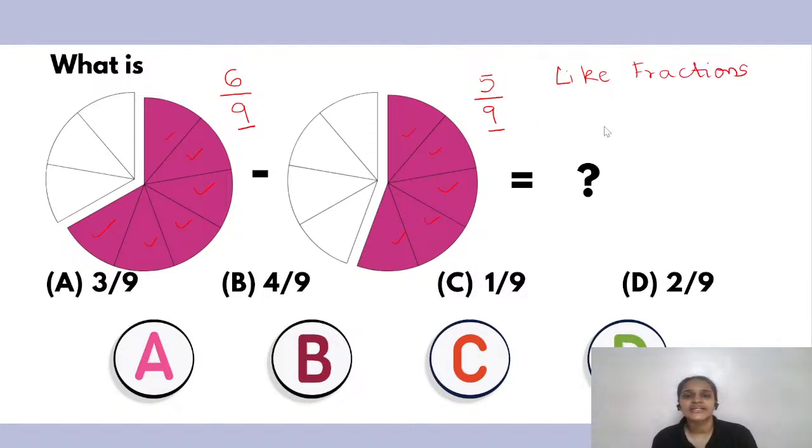Okay, these are like fractions. So we simply subtract 5 out of 6, the numerator 6 minus 5, and we get 1, and the denominator remains the same. So we simply get the answer as 1 upon 9. Yes. So the answer is C.